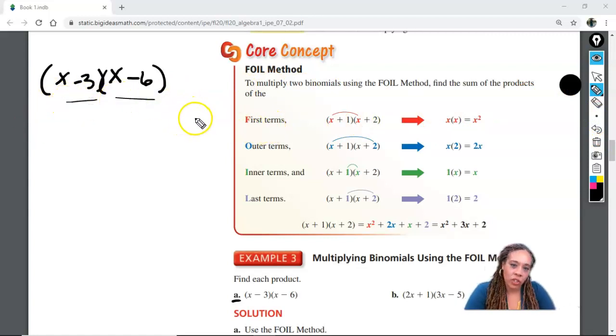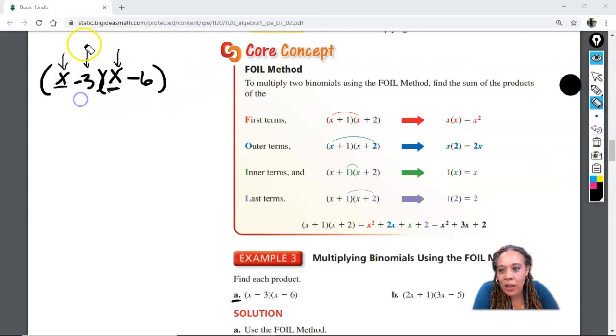So what FOIL shows us is that we're going to take our first term. Remember, that's our first term. And this is our second, but it's inside, so we'll see that. So we take our first term in each binomial. Let me make this less confusing. That is so funny. All right. There we go.